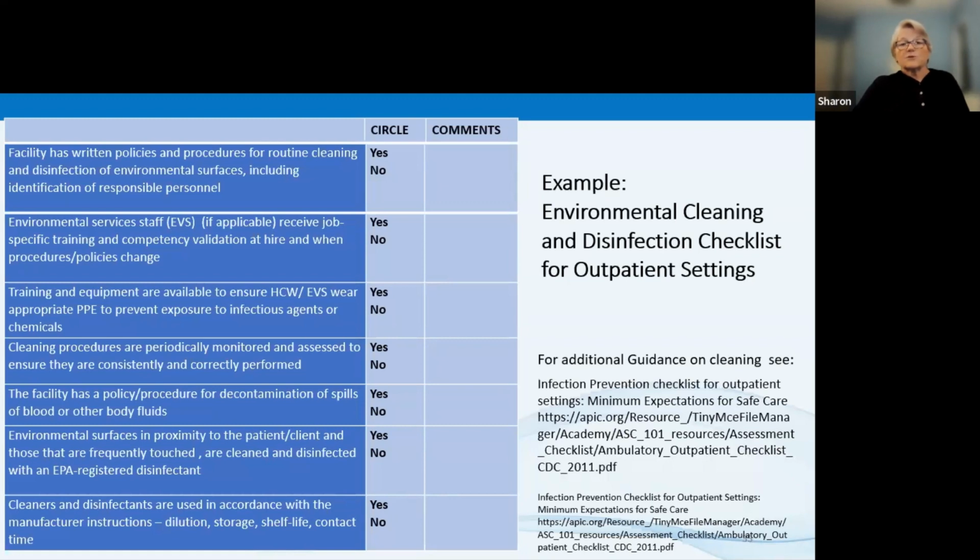And they have a section to record comments or corrective action. And this can provide a history of compliance or non-compliance. So they're quite easy to use and handy.